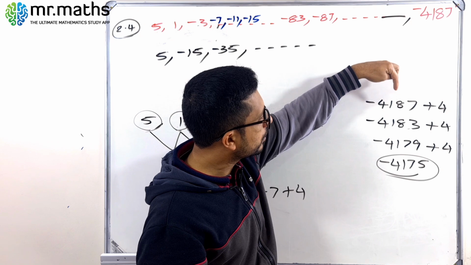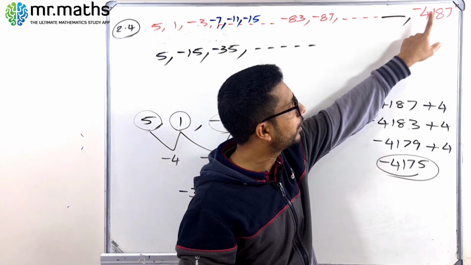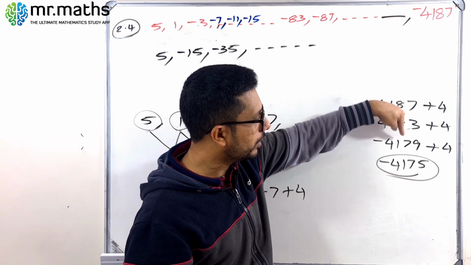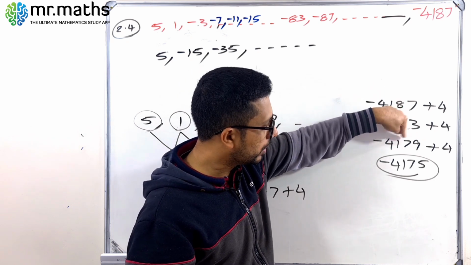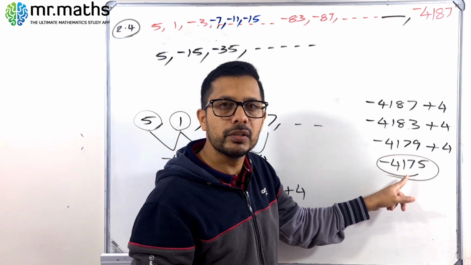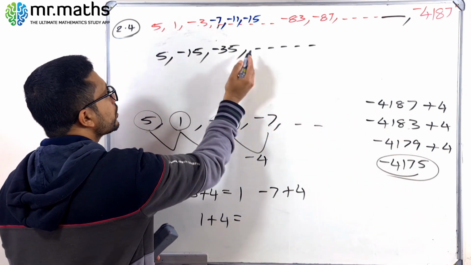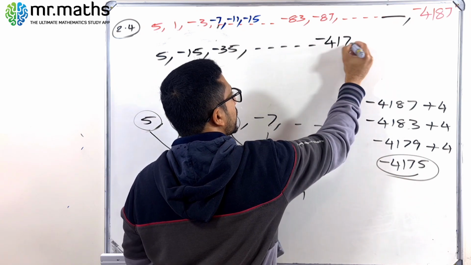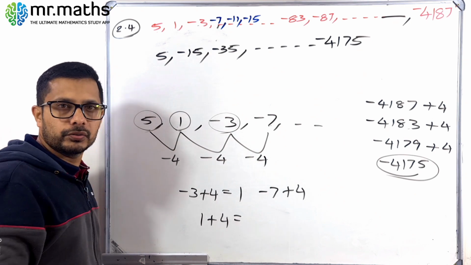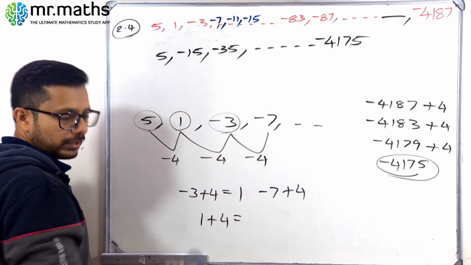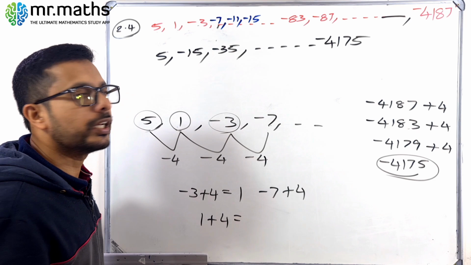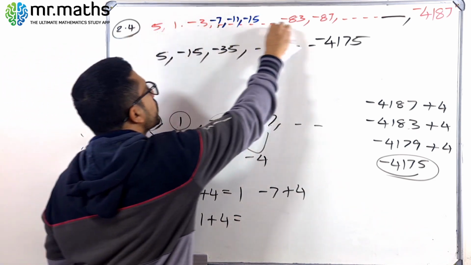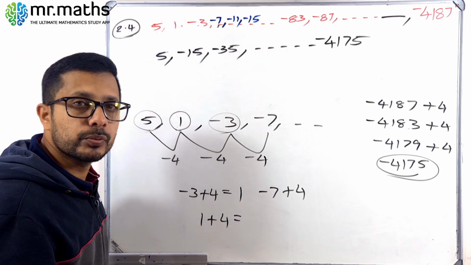So the previous number, before this 4187, is 4183. It's not divisible by 5. Before this number, it is this one, not divisible by 5. Before this number, this one, and that is divisible by 5. So it means that in this new sequence, the last number divisible by 5 is minus 4175. So this is the sequence of numbers that are divisible by 5.